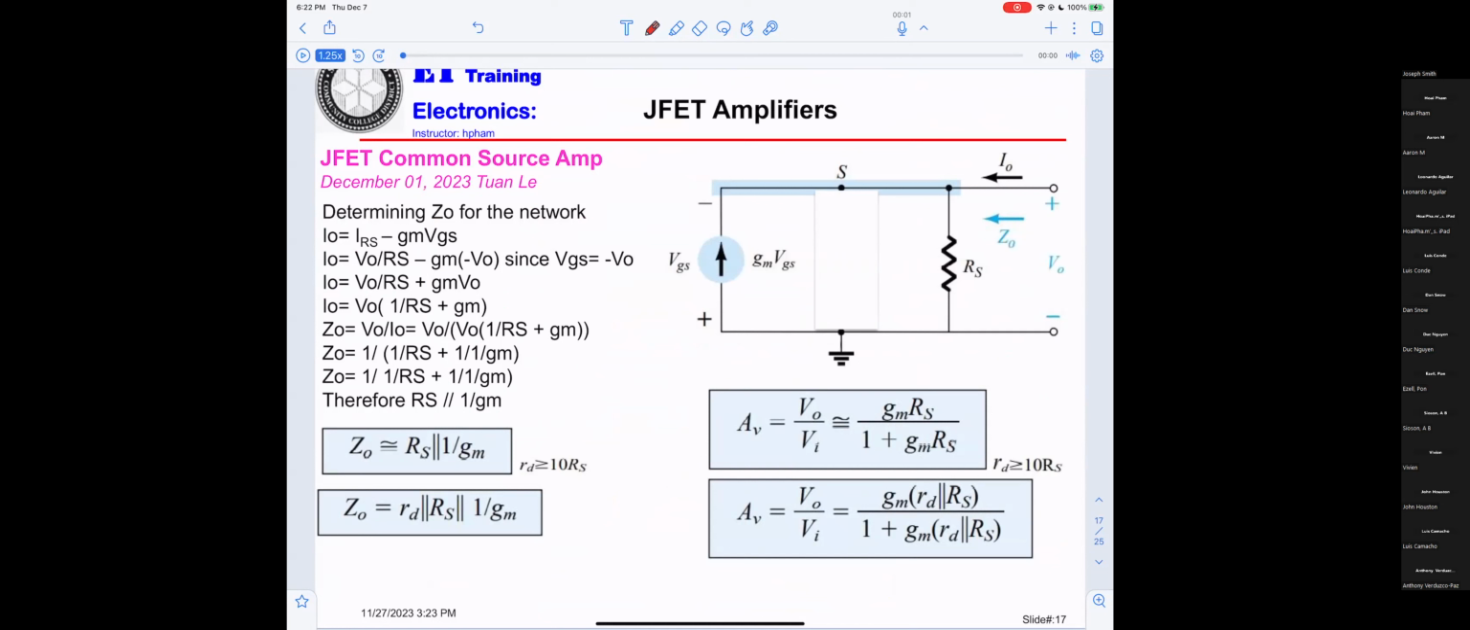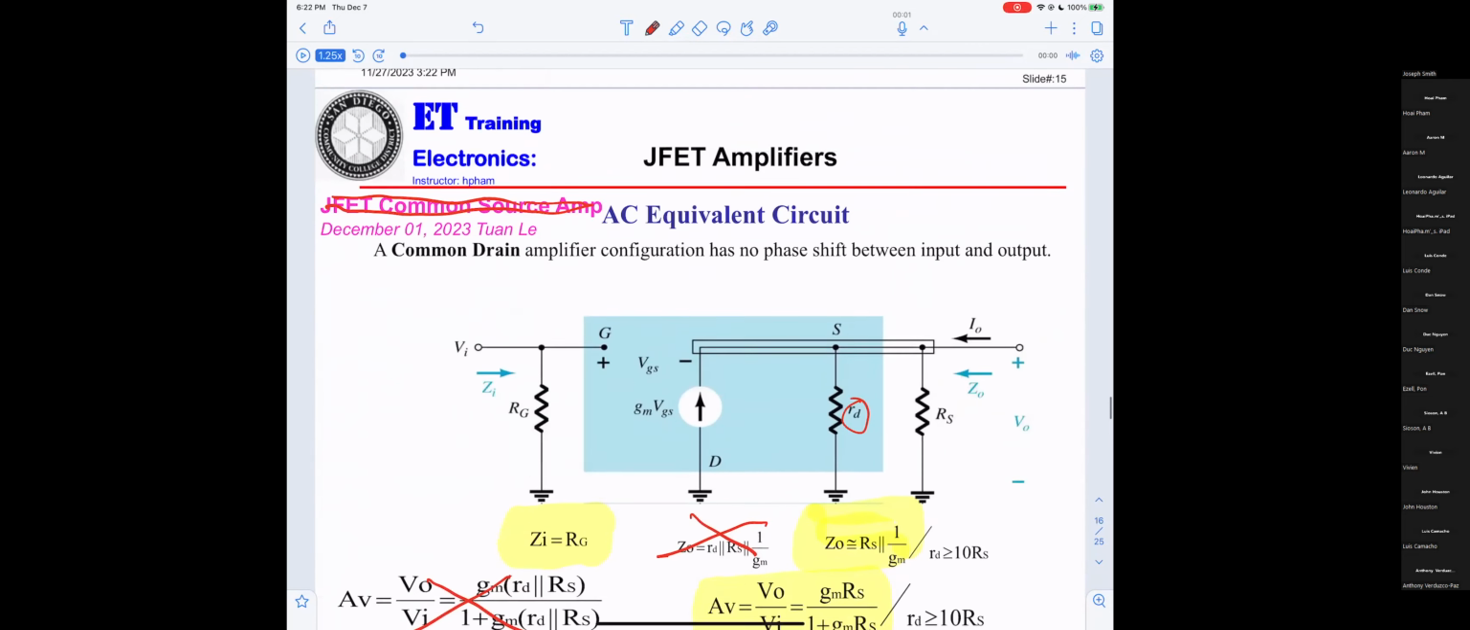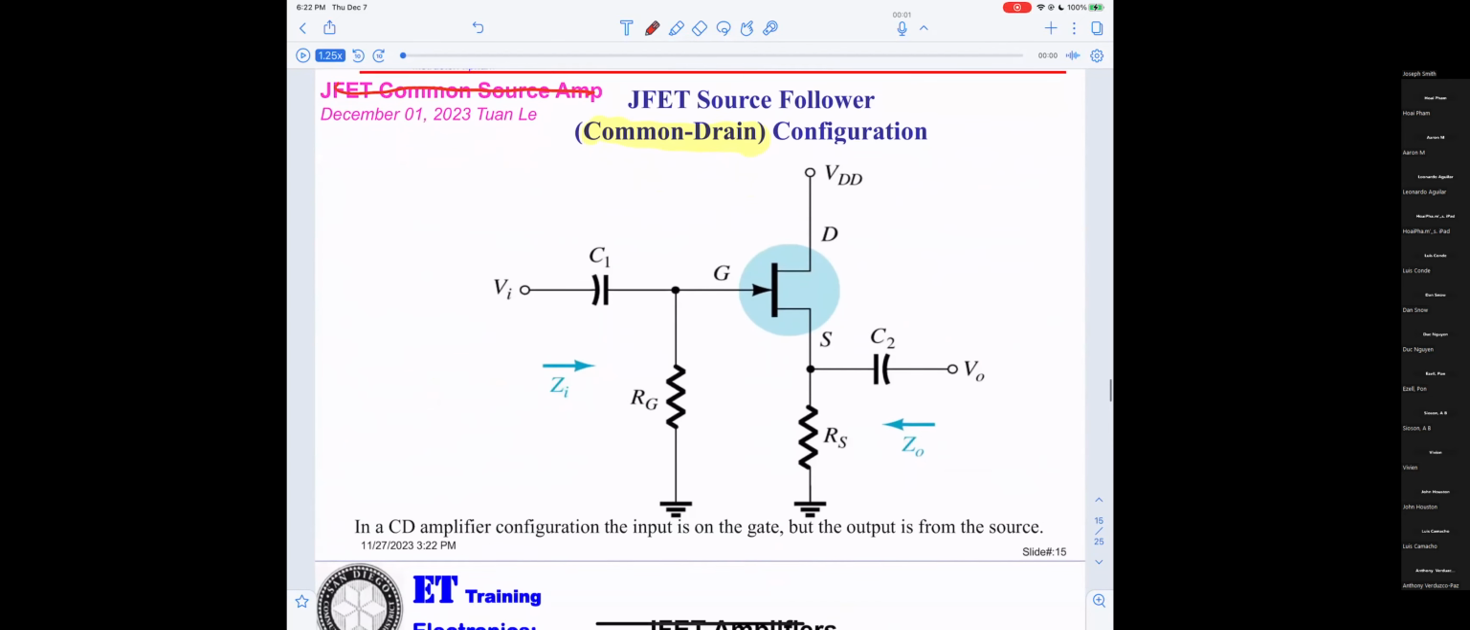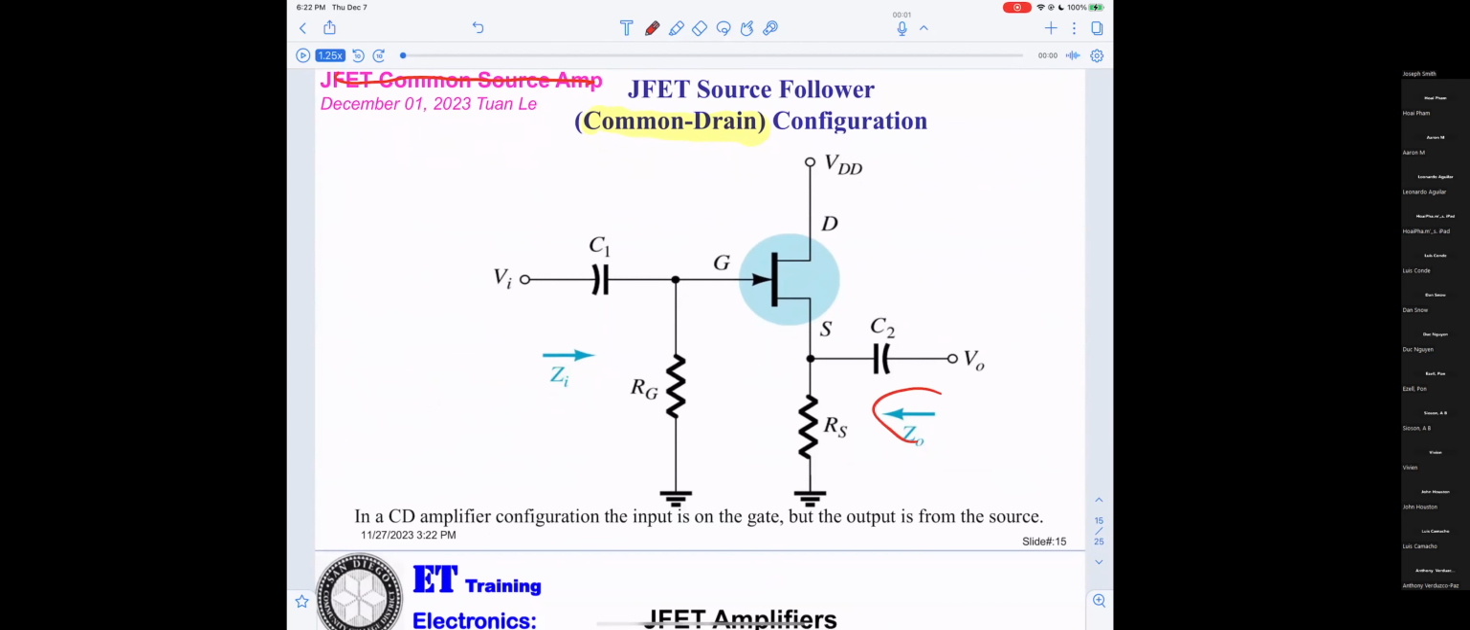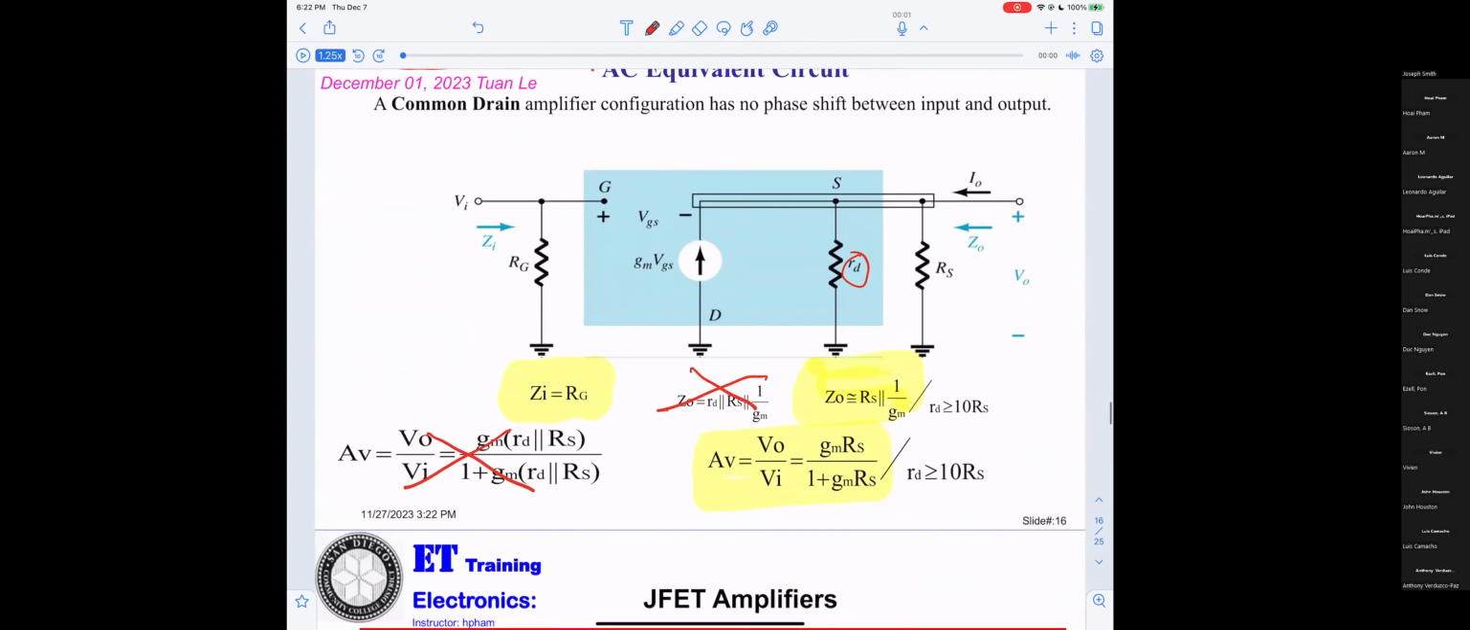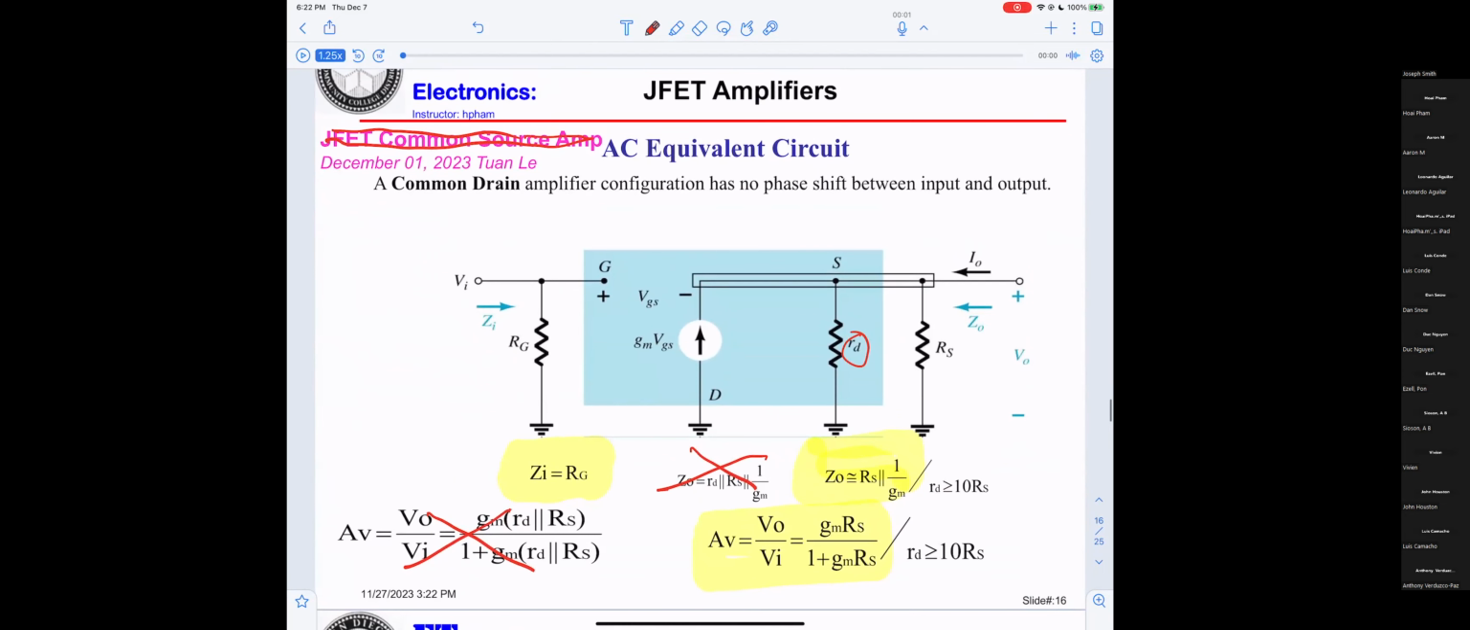I know the thing is, they draw AC. Okay? Output, looking into RF, that's why. Right here, the output is looking into RF. Okay? So that's why I know it's common drain. This will be a common drain right here.